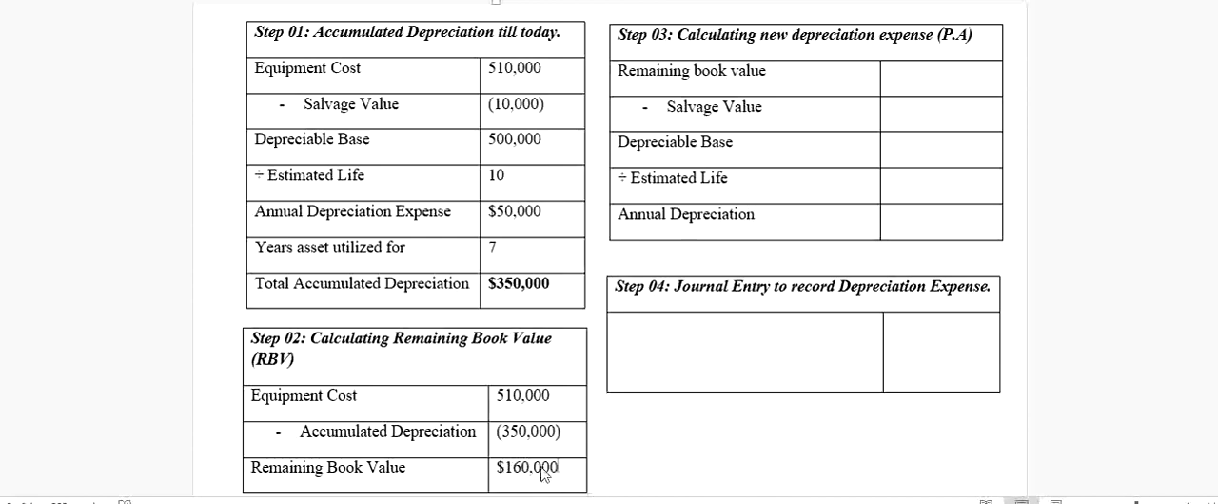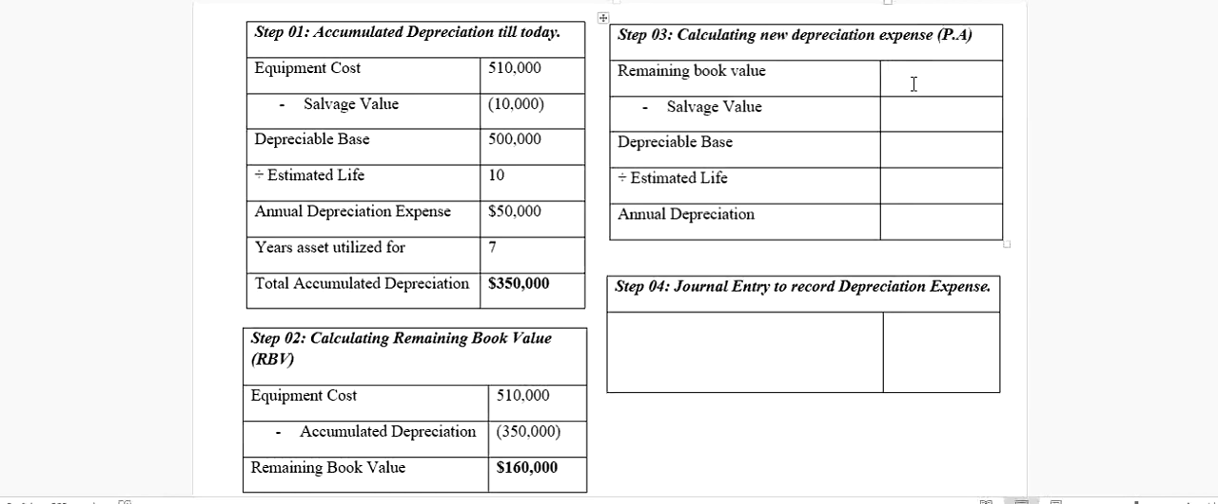It means that at the end of the 7th year, according to the books of accounts, the net book value of this asset will be $160,000. And this $160,000 will be depreciable. It will be depreciated, minus the salvage value, over the next 8 years in order to make it 15 years in total. So let's do that also. I will go to step number 3, where my objective is to find my depreciation expense per annum, the annual depreciation expense.